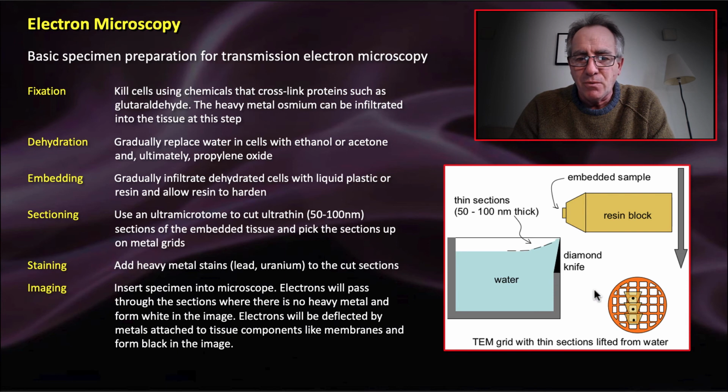And then, once you've got your sections on the grid and they're stained, you put the grid into the holder in the electron microscope and you image it. Electrons pass through the sections where there's no heavy metal and form white in the image. Electrons are deflected by metals attached to tissue components like membranes and form black in the image.